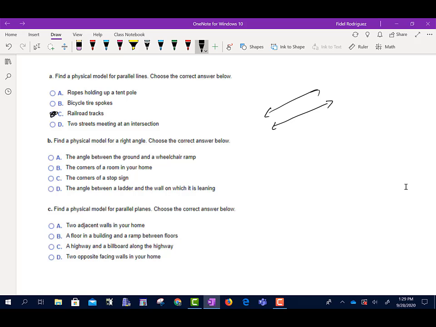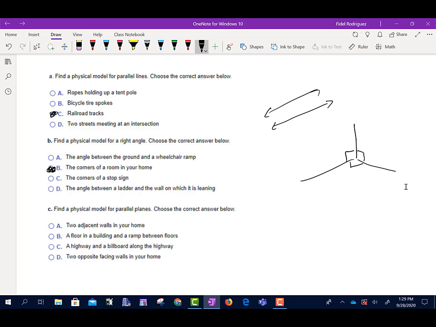All right, let's see. Find a physical model for a right angle. Okay, the angle between a ground and a wheelchair ramp. So here's my wheelchair ramp. Here's the ground. No, that's not going to be 90 degrees, right? Because 90 degrees would look like this, and that's not a very good model for a wheelchair ramp. So we don't want that one. The corners in the room of your home. Okay, so here's one of the walls, right? Wouldn't these corners here be 90 degrees? So yes.